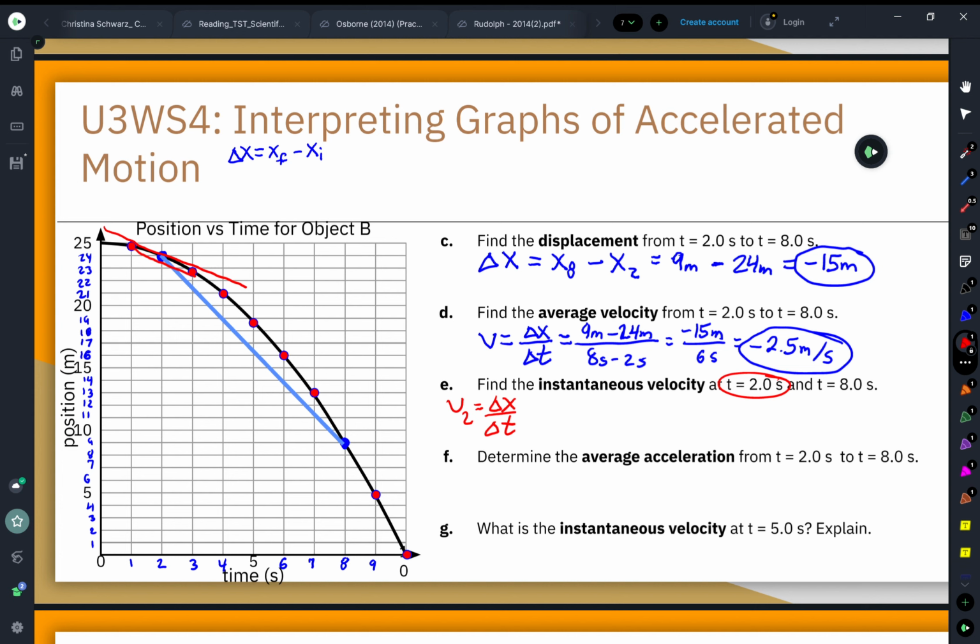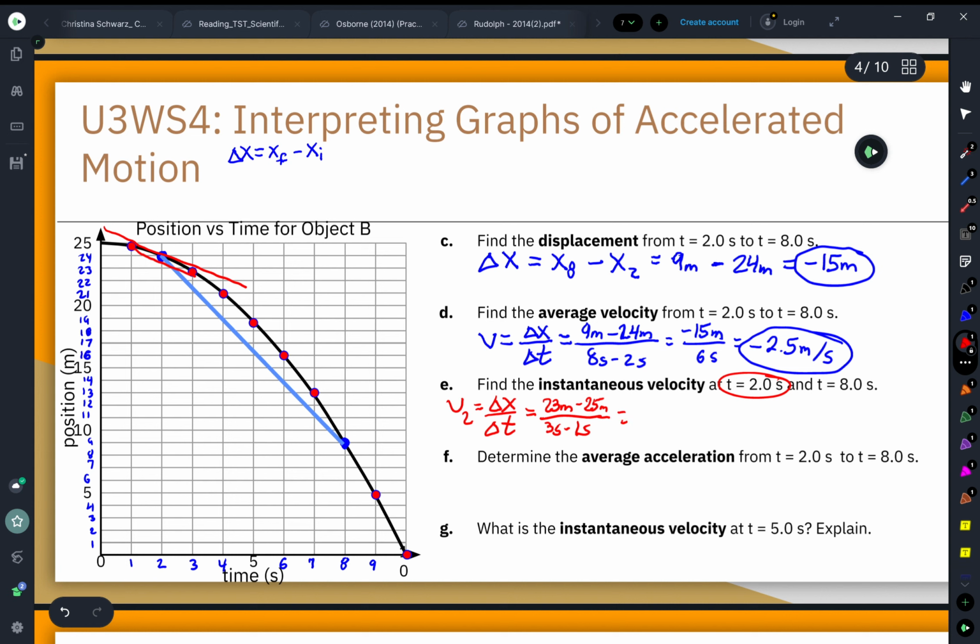Now, 2 seconds is directly in the middle of 1 to 3, so we can use that as a really good approximation of the velocity at 2 seconds. So, if my change in time is 3 seconds minus 1 second, the position at 3 seconds would be just shy of 23, but I'm going to round up to 23 just to make it easier for me. 23 meters. And my position at a time of 1 second is just shy of 25 meters. So I'm going to use that as well.